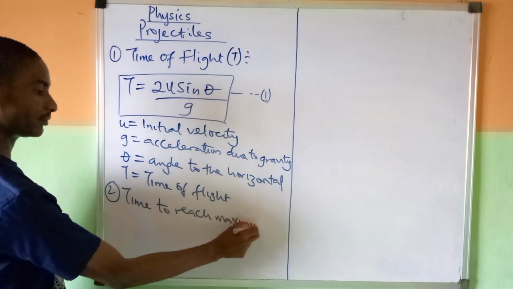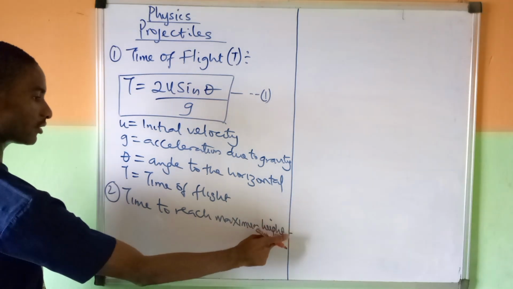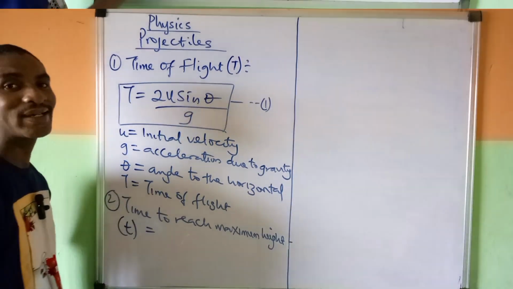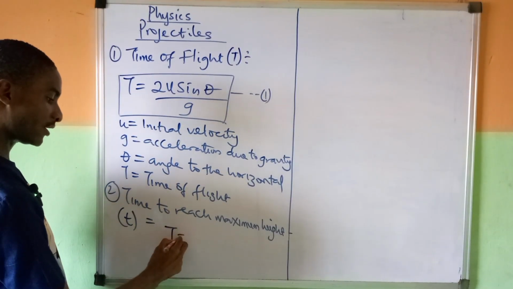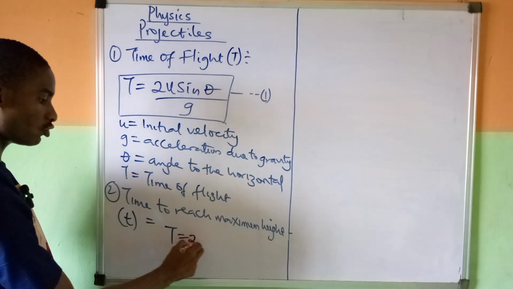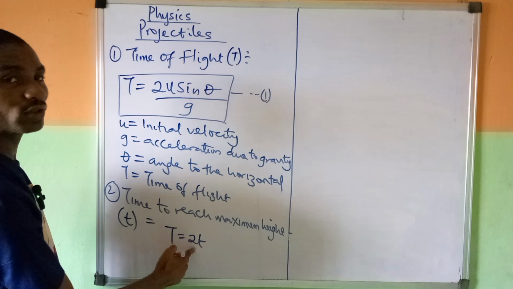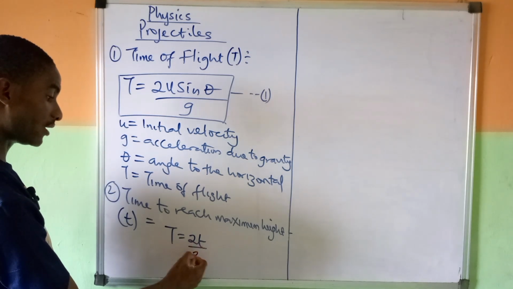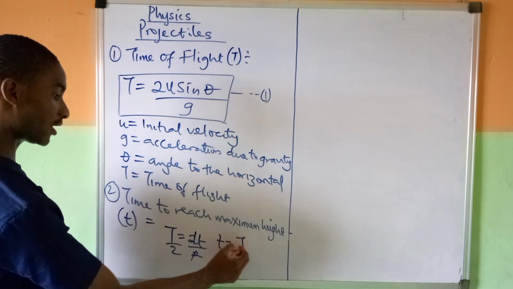So this is the first equation you need. Next, the time to reach maximum height, and it's denoted as small t. The time to reach the maximum height is actually half of the time of flight. The capital T, which is the time of flight, is equal to 2 of small t. So if I want to calculate my small t, I will just divide both sides by 2. And then my small t is capital T over 2.